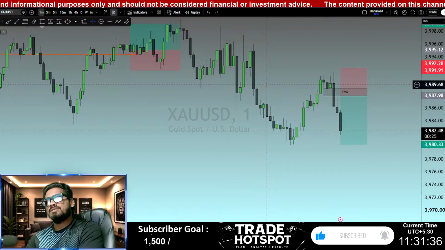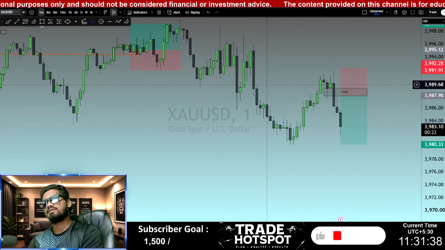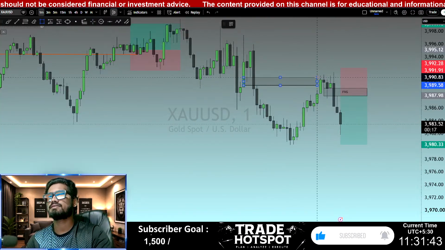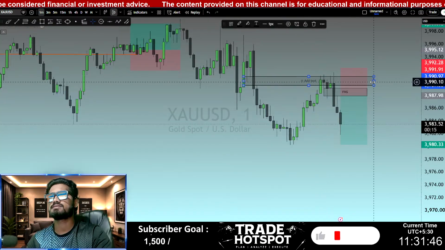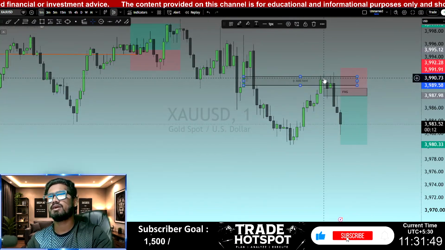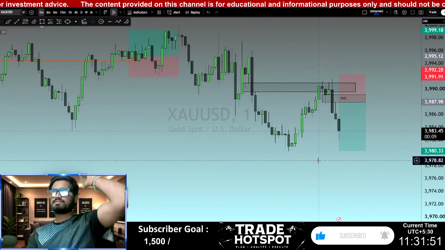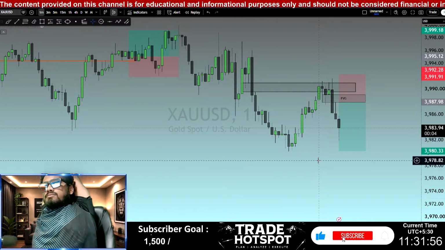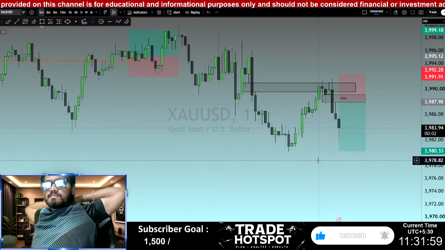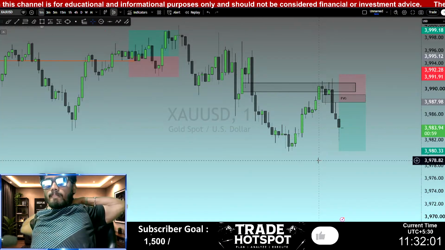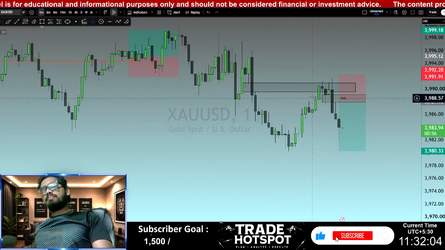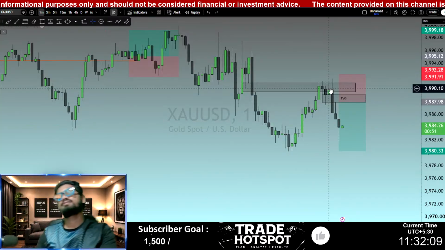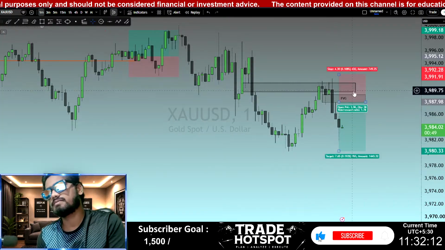Oh my god. It's a perfect entry. And this is the right point of entry, guys. So we are making our entry here only. We cancel our pending order, so we got an entry here. Let's see that.